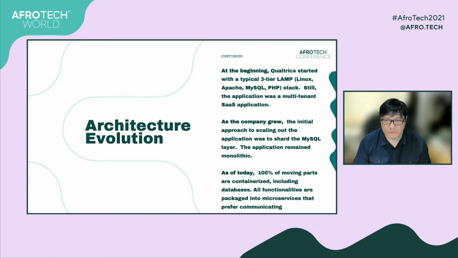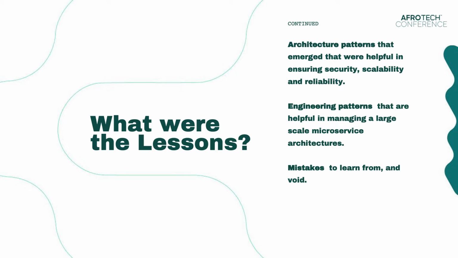And today, what I'd like to talk about are some of the architecture patterns that emerged in this process of getting there, as well as some of the engineering patterns, policies, processes and cultures that we built over this period of time to support scaling out the engineering team and the platform. We will also talk about some mistakes that we made along the way in the hope that you know about them and you can avoid them for yourselves.